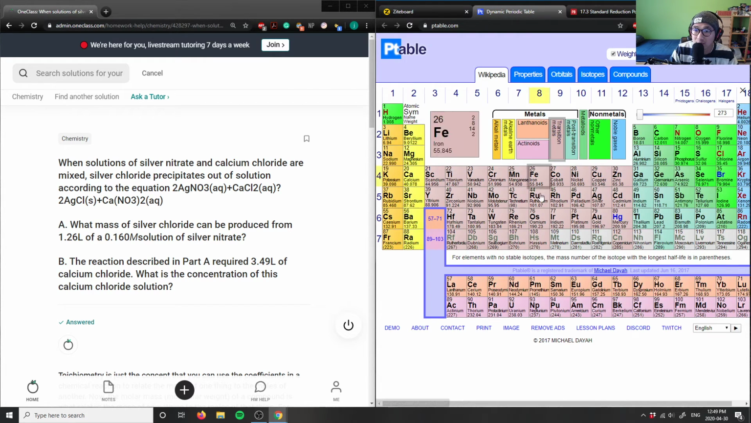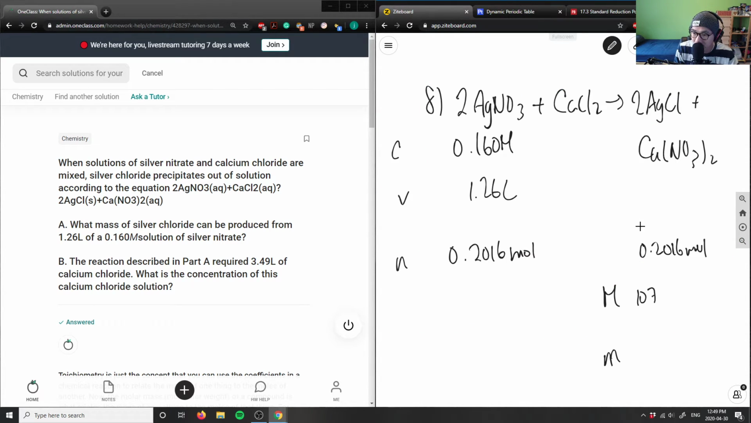So silver chloride, again, silver, I have Ag here, which is 107.87, plus chloride, we know it's 35.45, which will give me a total molar mass of 143.32 grams per mole, and we can simply multiply both of these to figure out the mass, right? So 143.32 times 0.2016, which would be a mass of 28.89 grams of solution here.